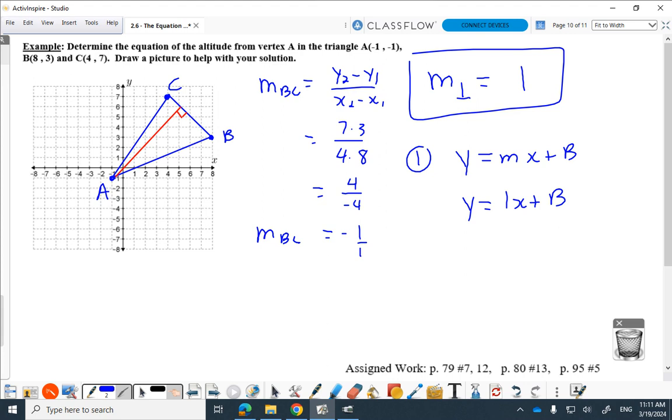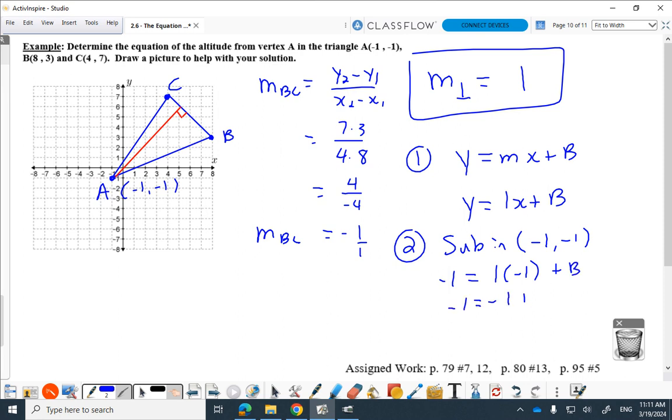And then 2 is sub in the point that you have. What was A? Negative 1, negative 1. So, negative 1, negative 1. I get negative 1 equals 1 times negative 1 plus b. Negative 1 equals negative 1 plus b. Negative 1 plus 1 equals b. 0 equals b. This makes people panic.